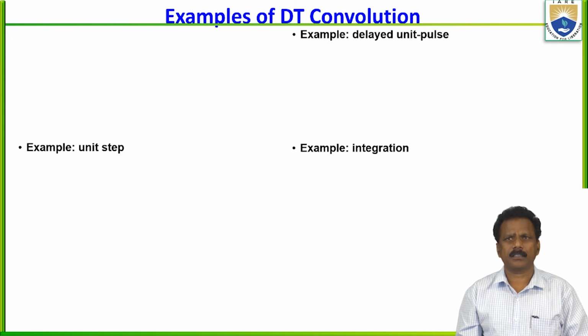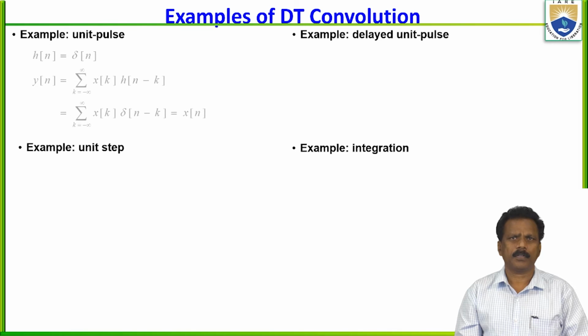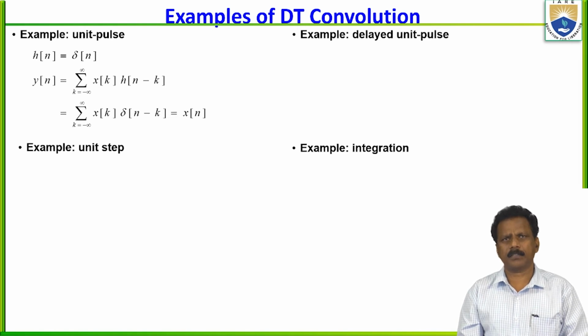Next, an example of DT convolution. We will try to verify the unit pulse, the delayed unit pulse, and the unit step and integration within this discrete time convolution. First, how the unit pulse and delayed unit pulse affect it. After that, we will verify the unit step and integration.